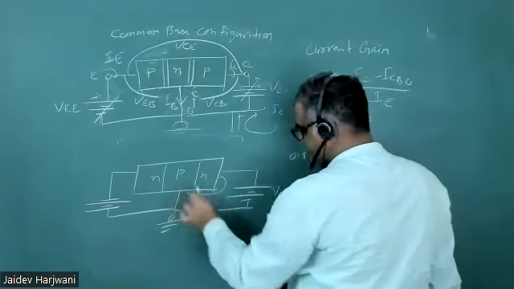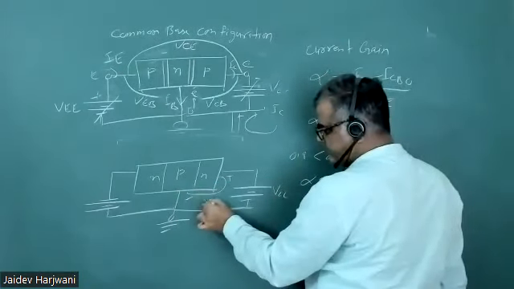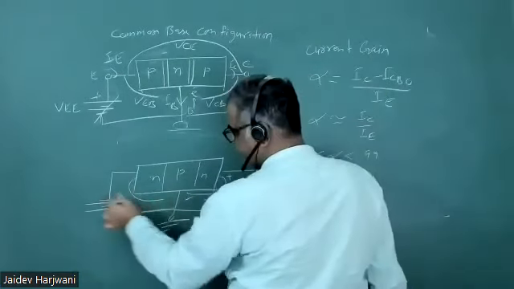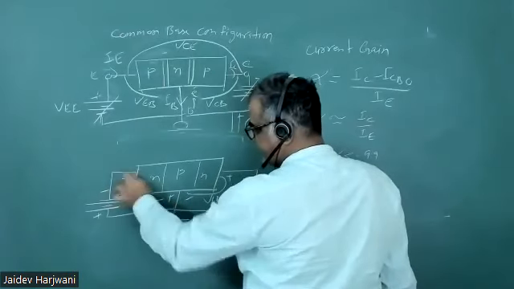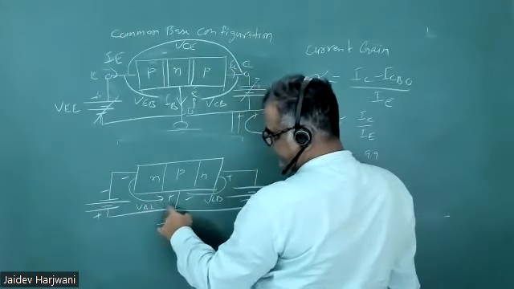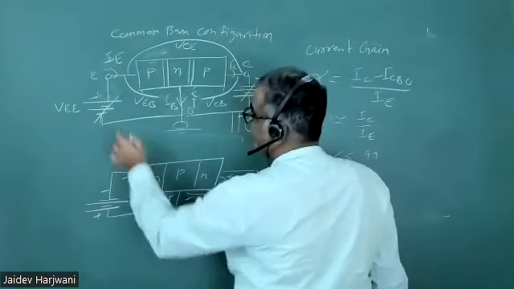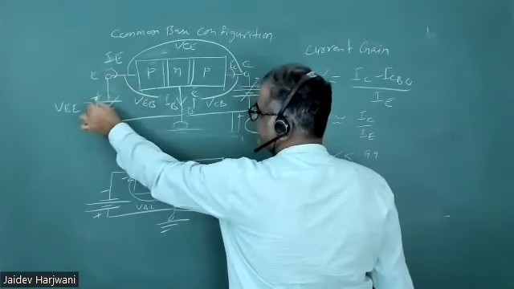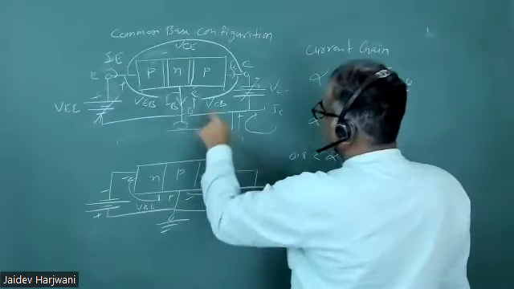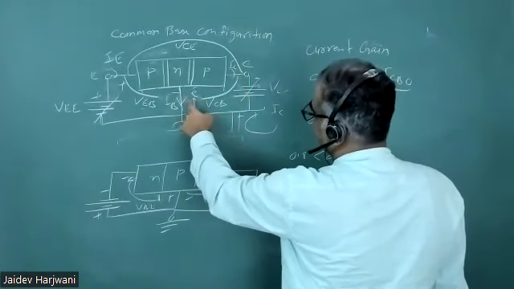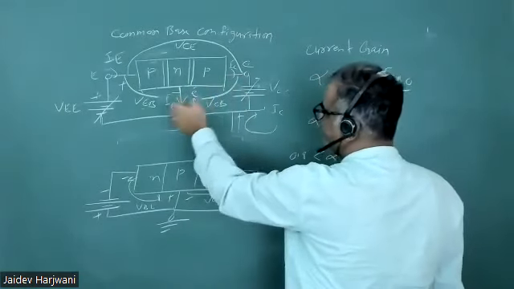Now this time my VCB will be like this. This will be VCB, and this will be minus plus, which is now VBE. This is plus, this is minus. If I go from here to here, this will be VBE. What was it earlier? Earlier this was plus and this was minus, so it was VEB. Similarly, this is minus, this is plus. The meaning is the same, only the sign changes. The drop will be the same.